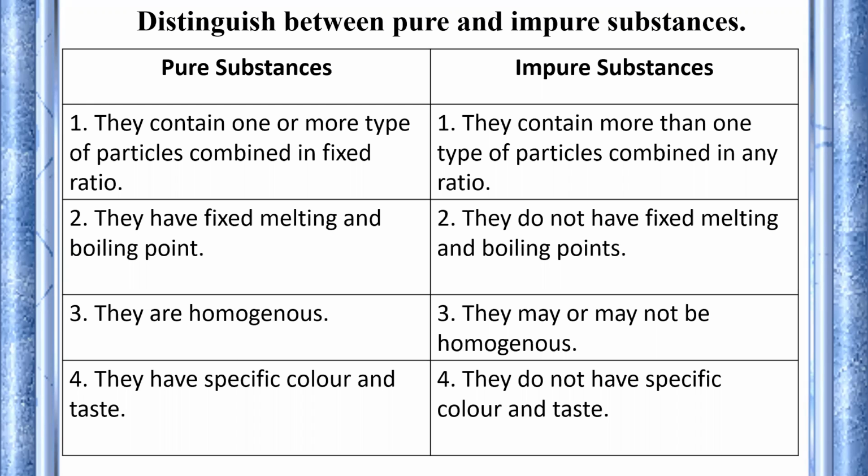Pure substances, third point, they are homogeneous. Impure substances, third point, they may or may not be homogeneous. Pure substances, fourth point, they have specific color and taste. Impure substances, fourth point, they do not have specific color or taste.